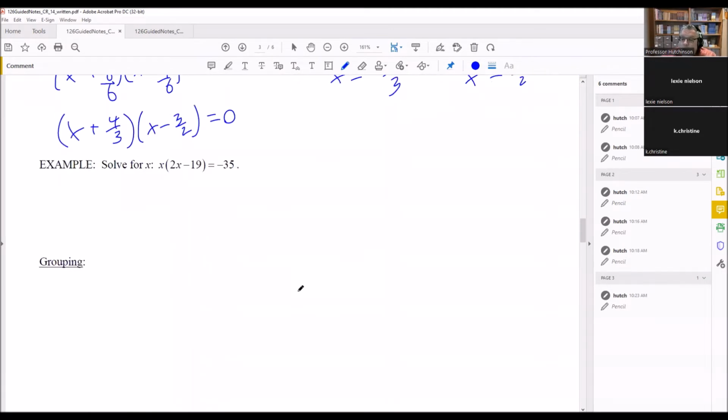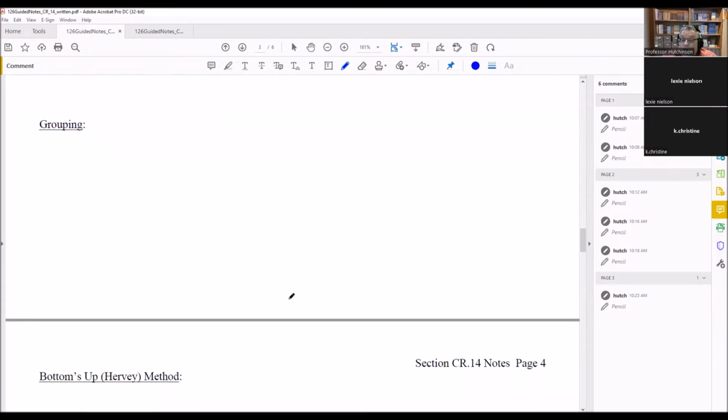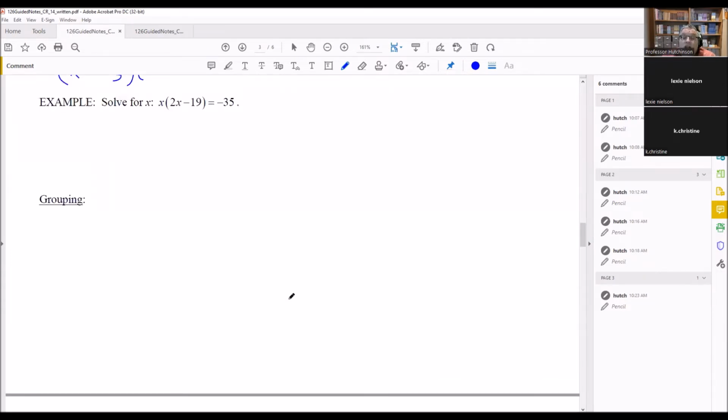Let's do another one where we're going to do it by the grouping method and the bottoms up method, just to have one more to show you. Now, before we jump into that, we need to make sure this is in the proper form first. The way this is right now, we need to go ahead and multiply that out first and set it equal to 0 before we can jump into the grouping method or bottoms up method. So let's do that first.